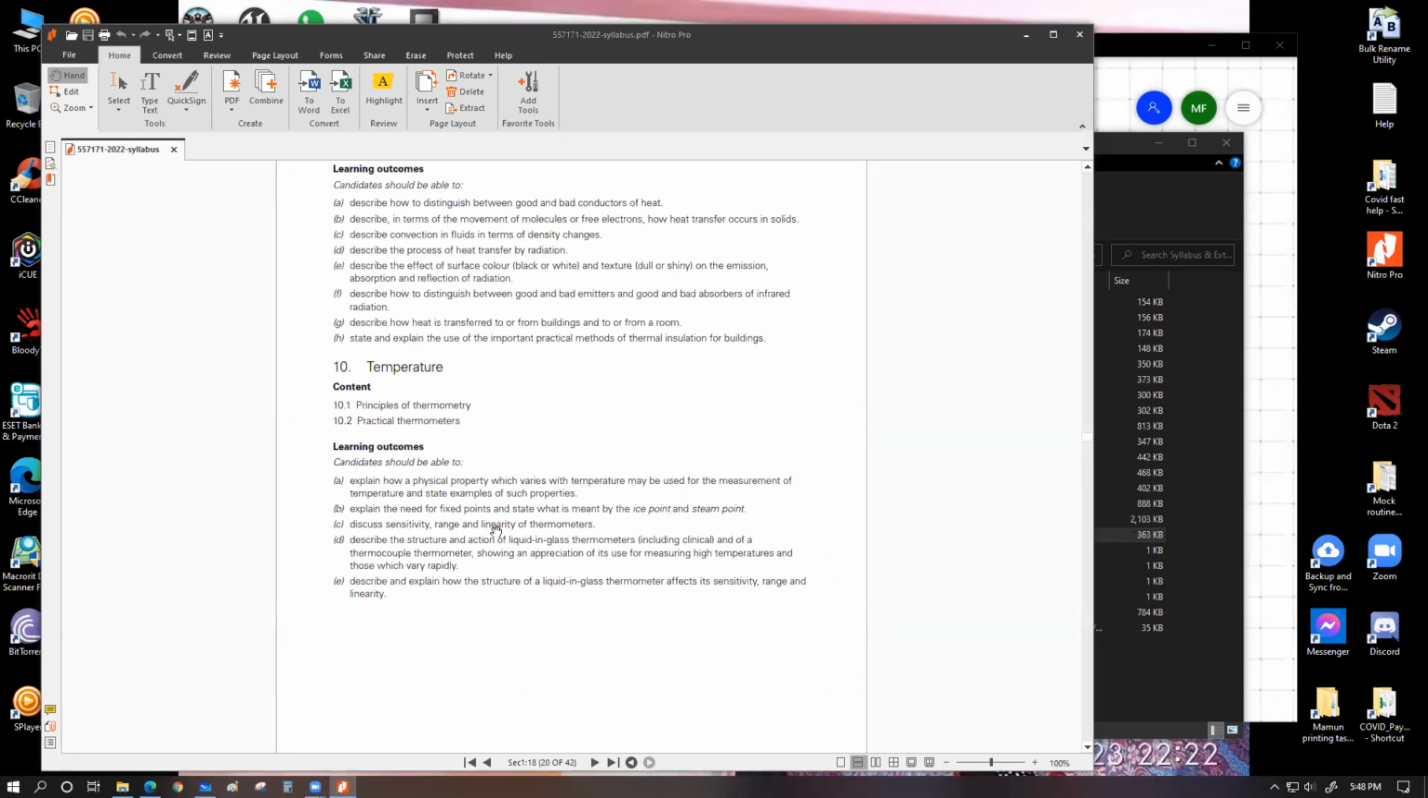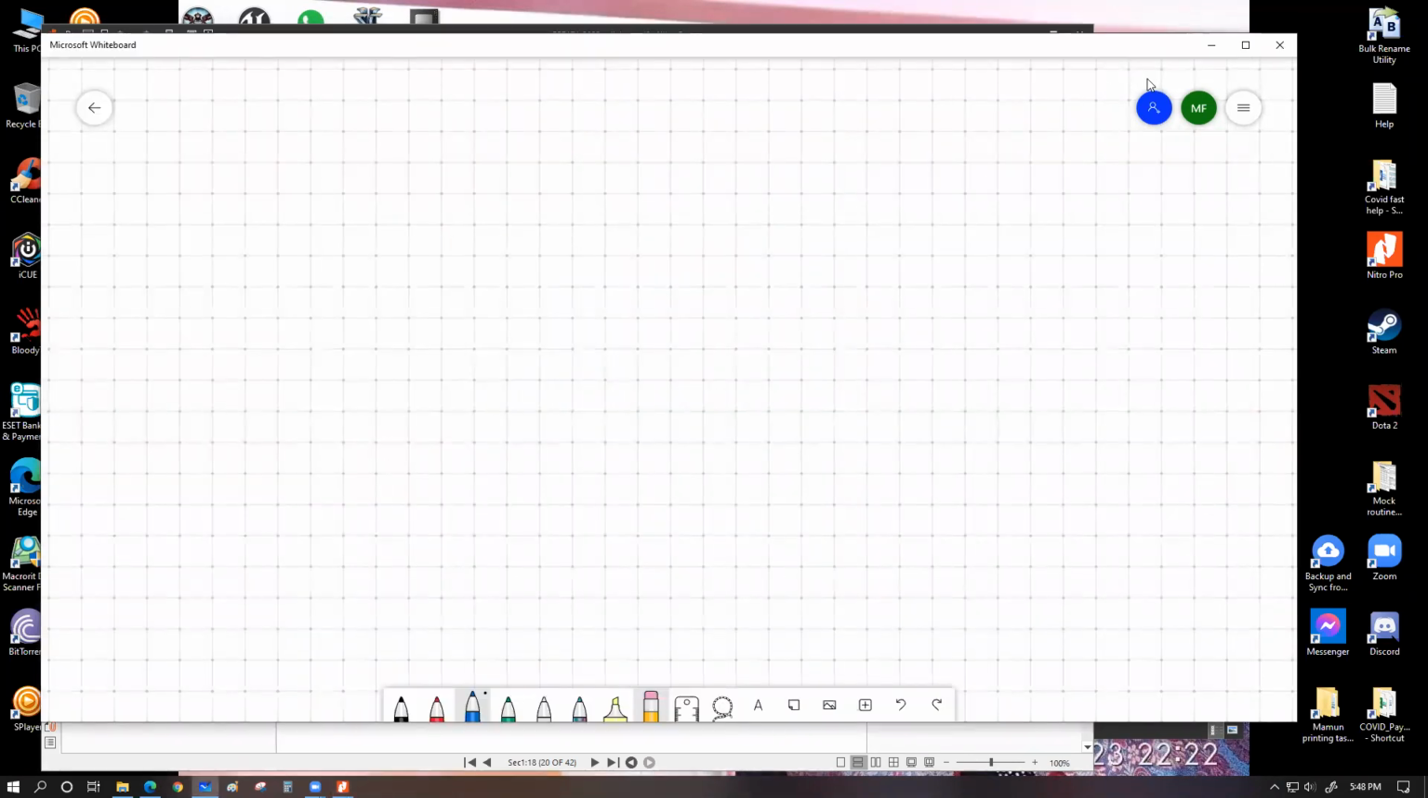Okay, so they haven't essentially said what these things are, but I'm going to pick up these 3 numbers: sensitivity, range, and linearity. We'll talk about these 3 properties first: sensitivity, range, and linearity.